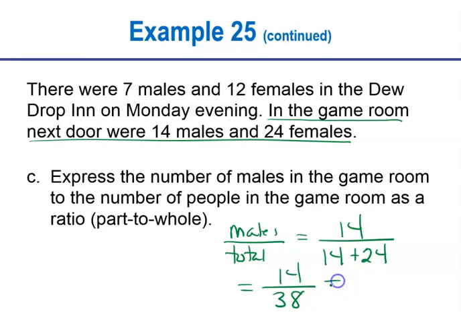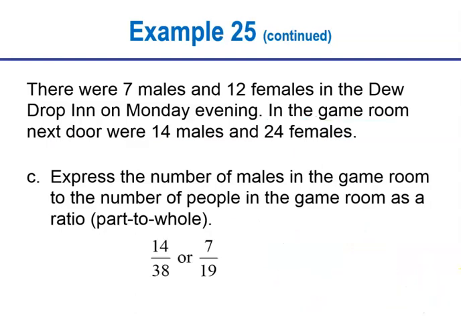Again, this fraction should be reduced. Both of those values are divisible by 2. So I could write 14 as 2 times 7, and I could write 38 as 2 times 19. Of course, the 2's cancel to give me the ratio 7 to 19. So there were 7 males to 19 people in the room. And you see, there it is simplified.